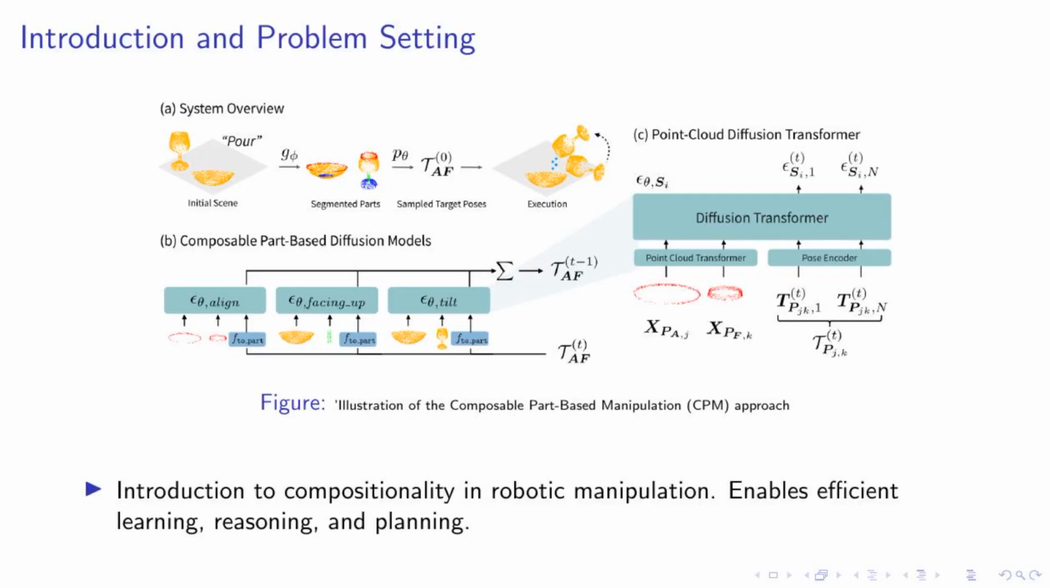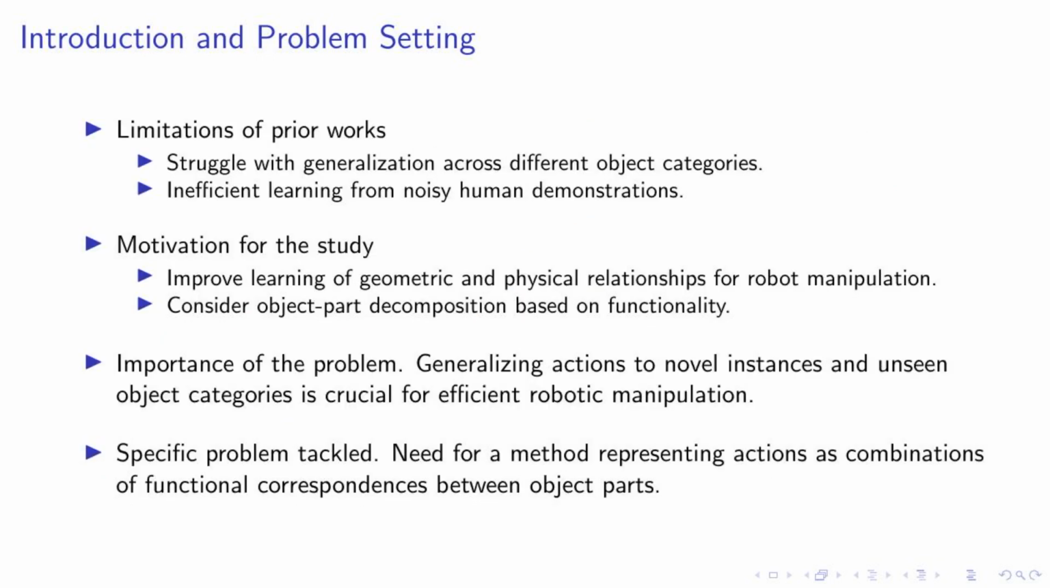Let's delve into the concept of compositionality in robotic manipulation. This approach, as illustrated in the figure, is known as Composable Part-Based Manipulation, or CPM. It's a novel method that leverages object-part decomposition and part-part correspondences for robotic manipulation. The beauty of this approach lies in its efficiency. It enables rapid learning, logical reasoning, and strategic planning. By representing actions as combinations of constraints between object parts, we can achieve strong generalization. This is a significant step forward in the field of robotics, opening up new possibilities for more complex and nuanced tasks.